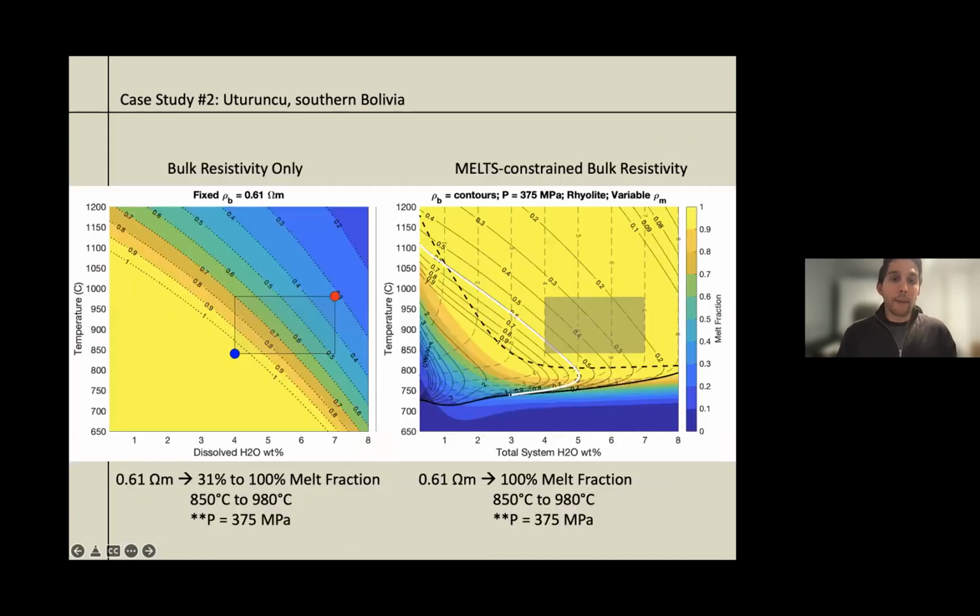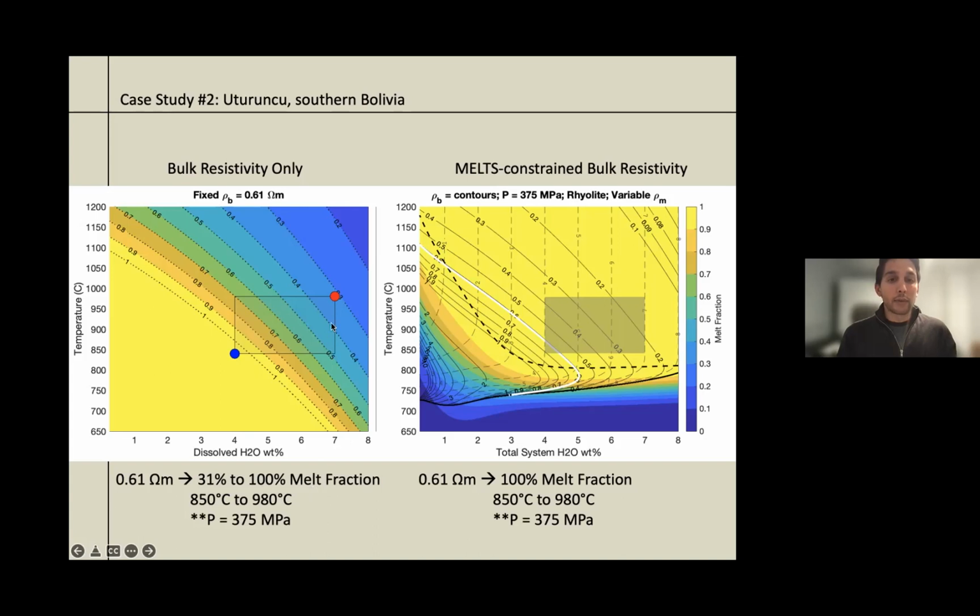So how does that kind of map onto this space if we take a bulk resistivity only interpretation using this fixed 0.61 ohmmeter anomaly? You can see it covers a pretty broad range of the parameter space because the water content range is so large, from 4 weight percent to 7 weight percent. And as a result, you get this correspondingly massive range of melt fractions from 31% to 100% melt.